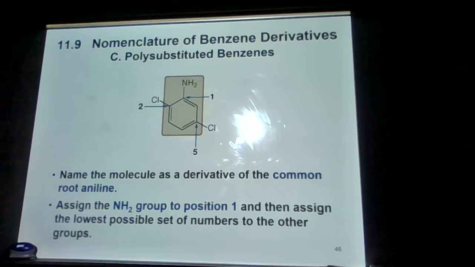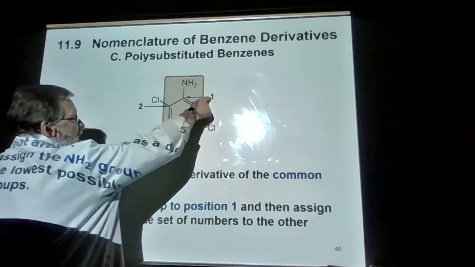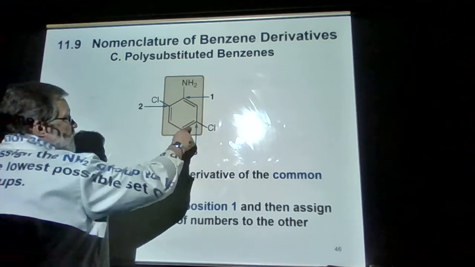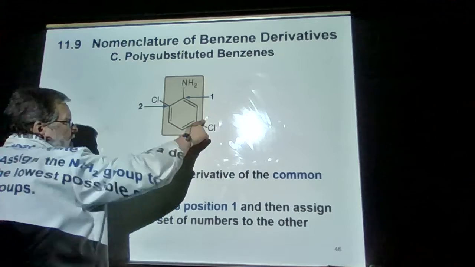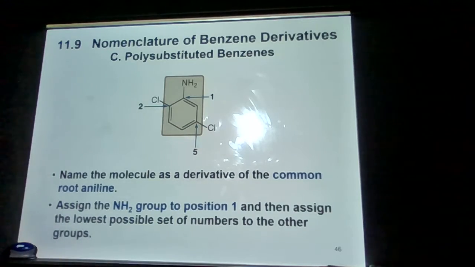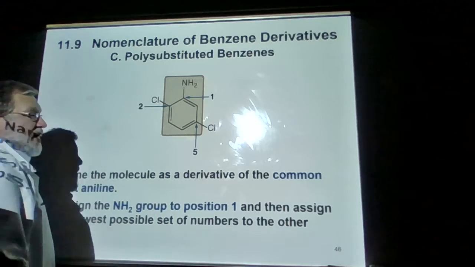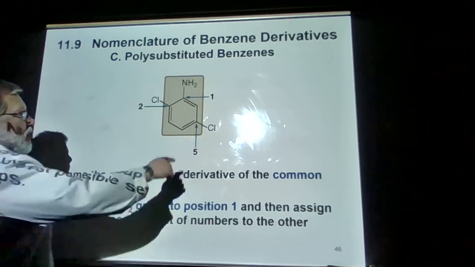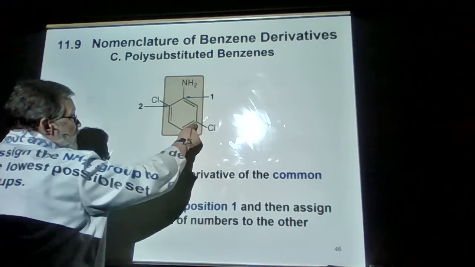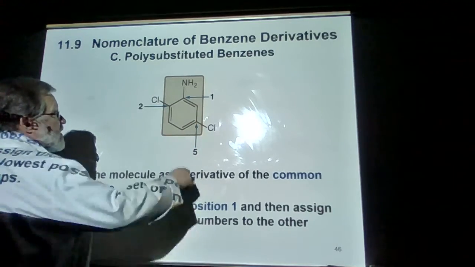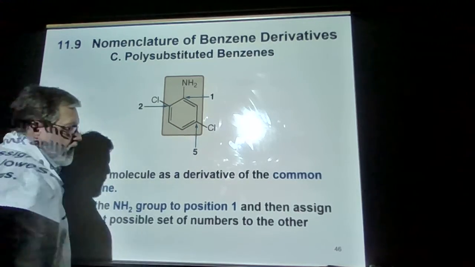Now we need to determine, how do we number around the ring? Do we go counterclockwise this way, 1, 2, 3, 4, 5, or do we go clockwise around this way? Well, what gives us the lowest numbering possible? If we go clockwise, it's 1, 2, 3, 4, 5, 6. It's a 1, 3, 6. Going around this way, it's 1, 2, 3, 4, 5, it's a 1, 2, 5.